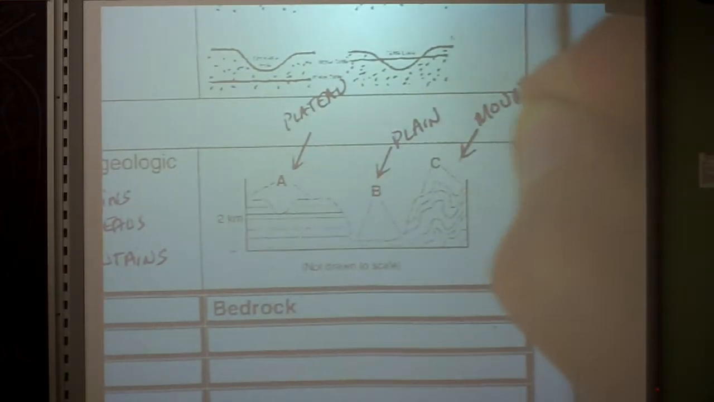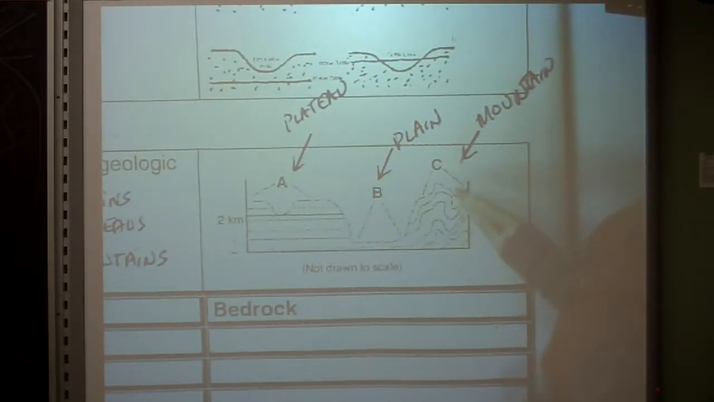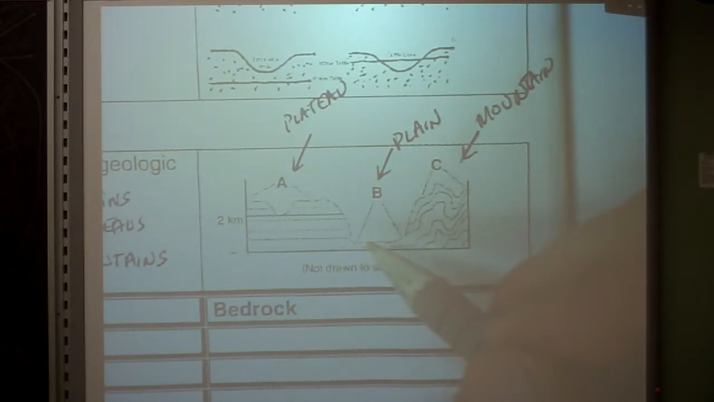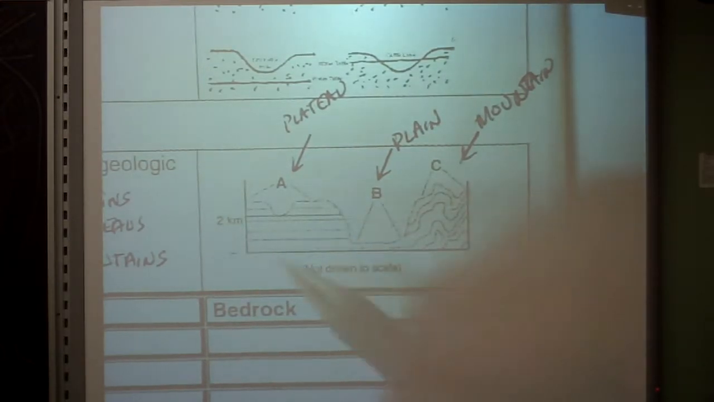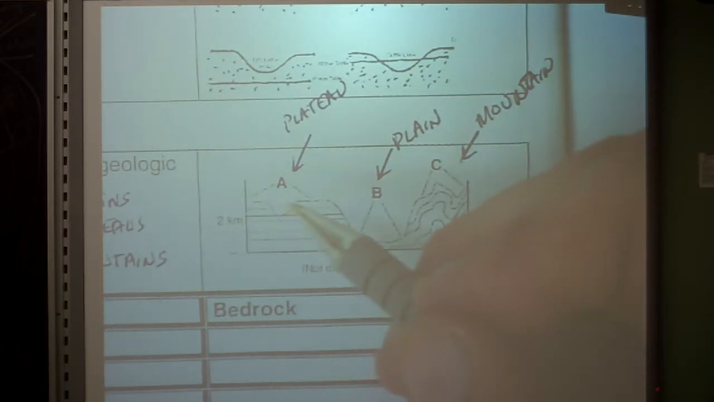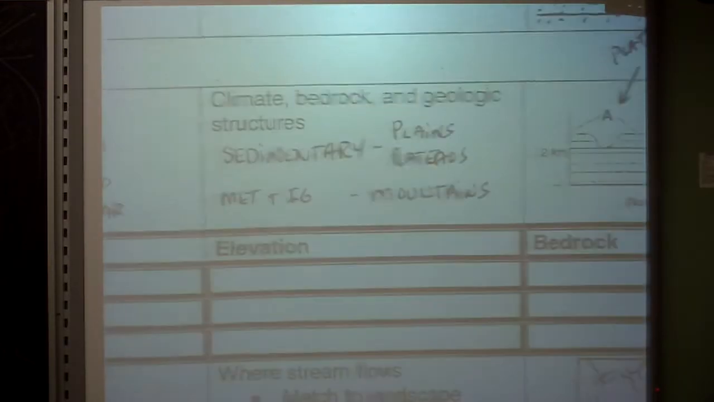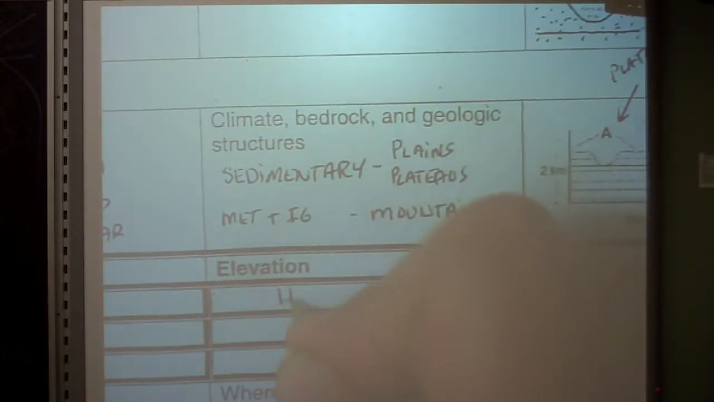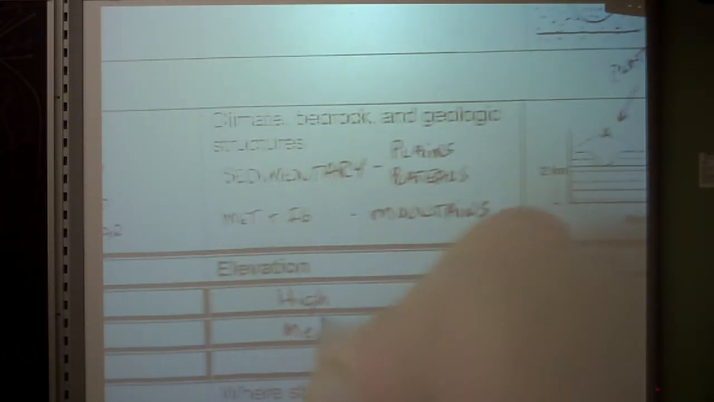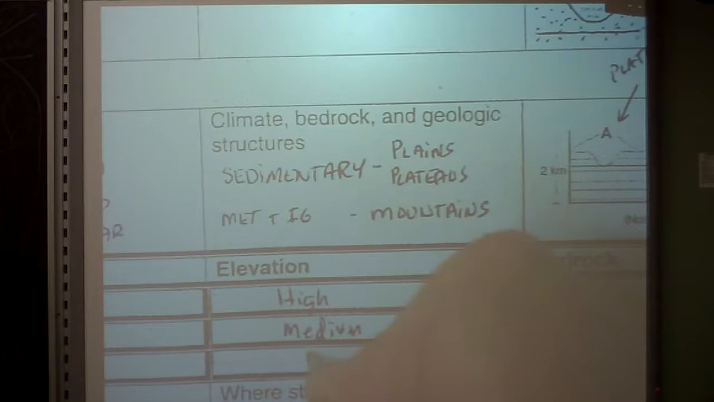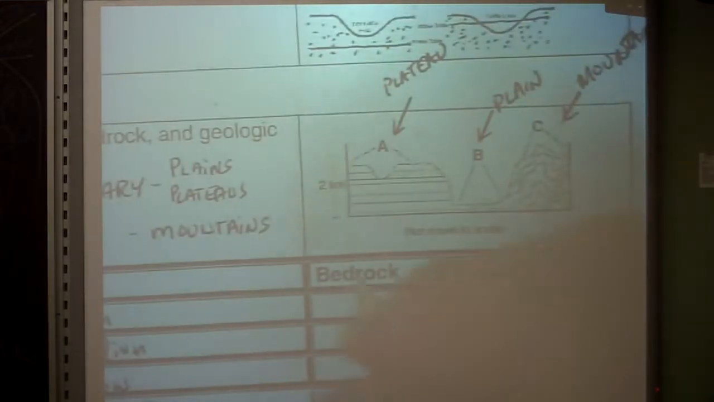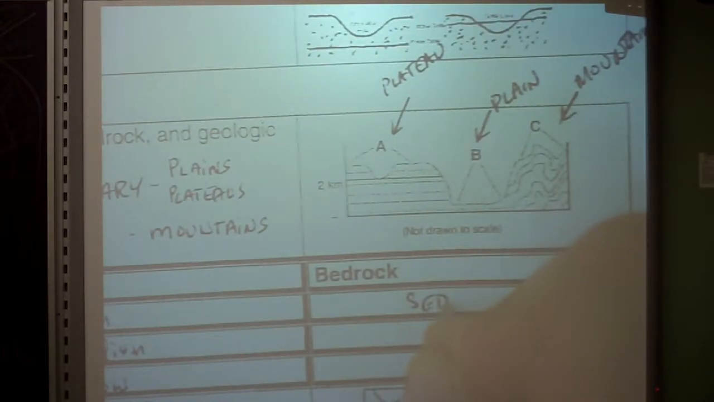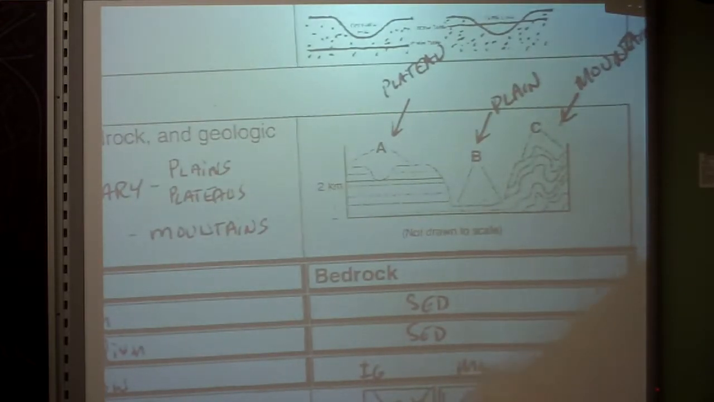Also, the relief is a lot greater. The difference between the highest elevation and the lowest elevation is the greatest in the mountains. Over here there's very little relief, very little difference between high and low. And over here there is a medium difference. Okay, so mountains elevation is high, plateau is medium, plains is low. The bedrock is going to be sedimentary, and then igneous and metamorphic.